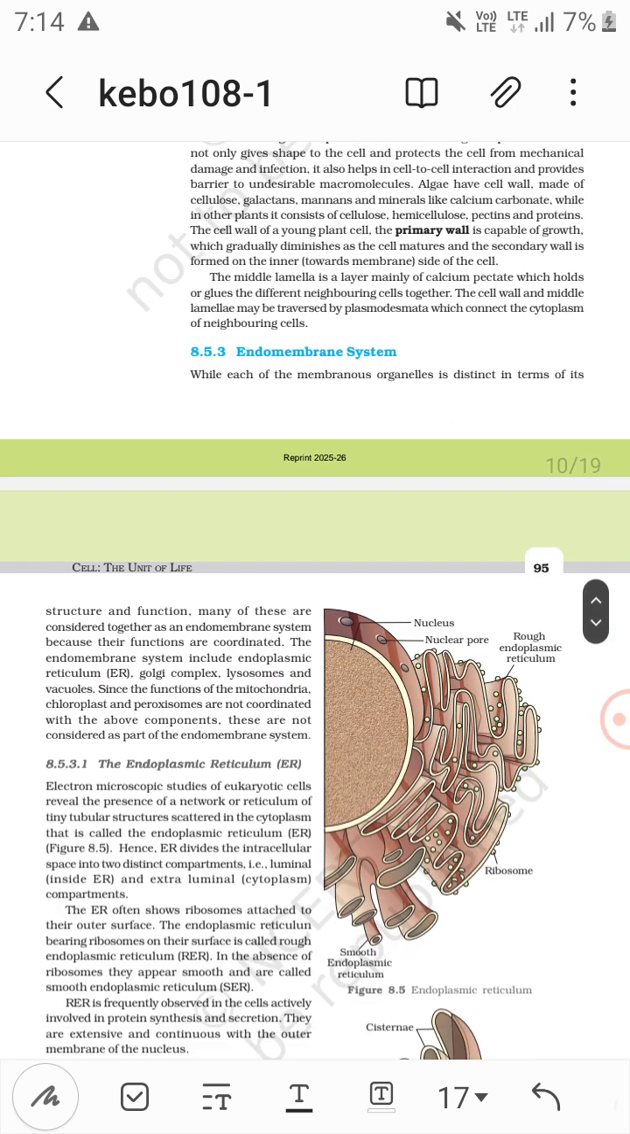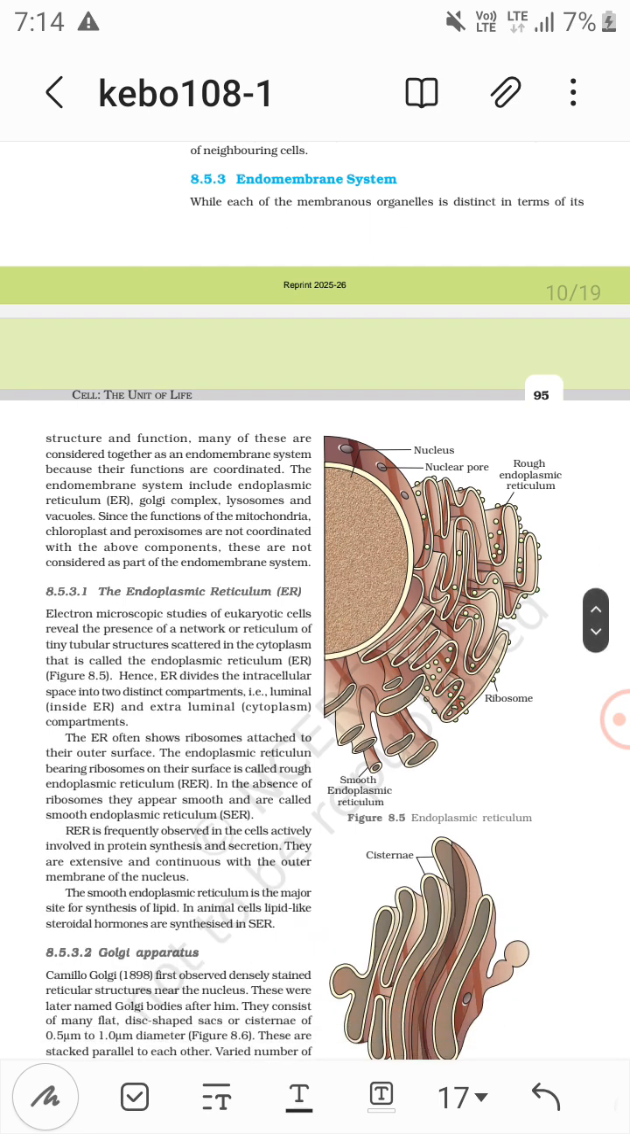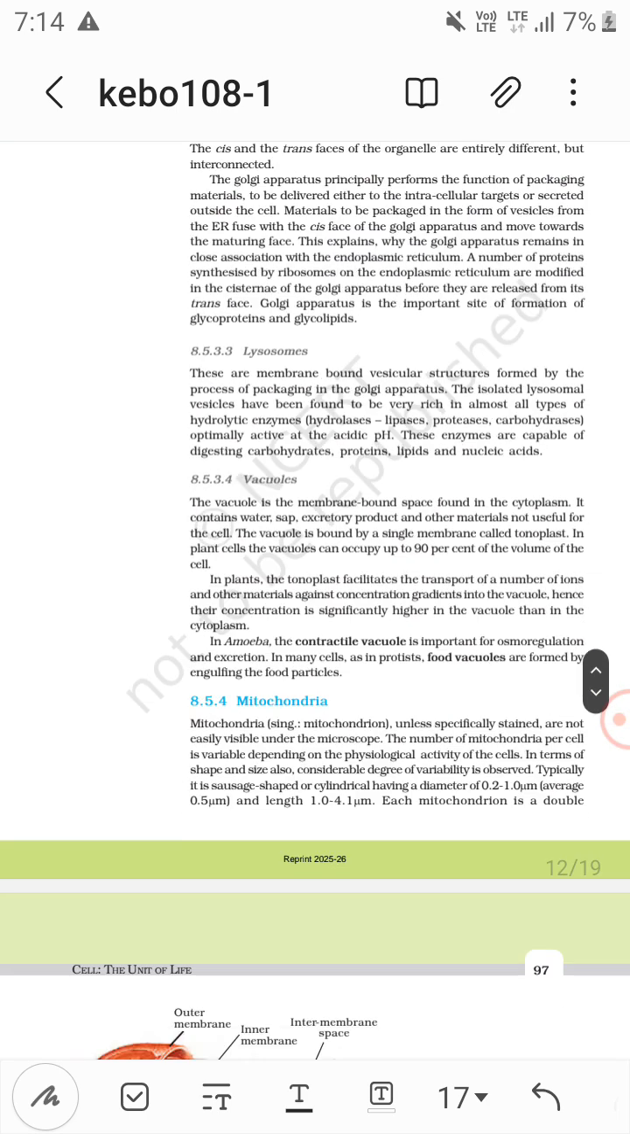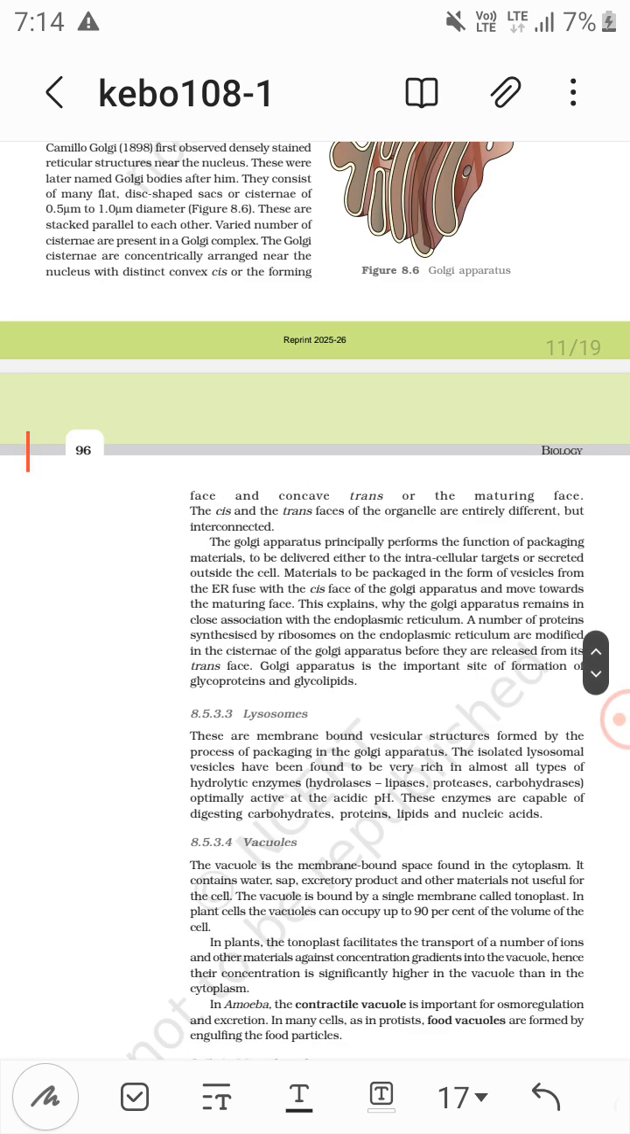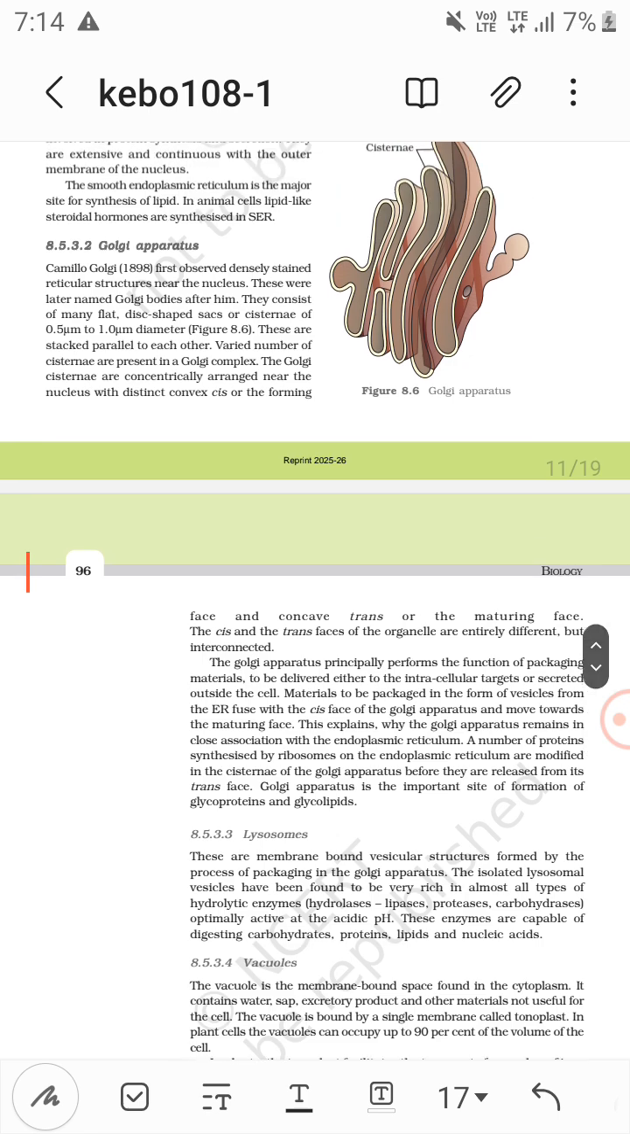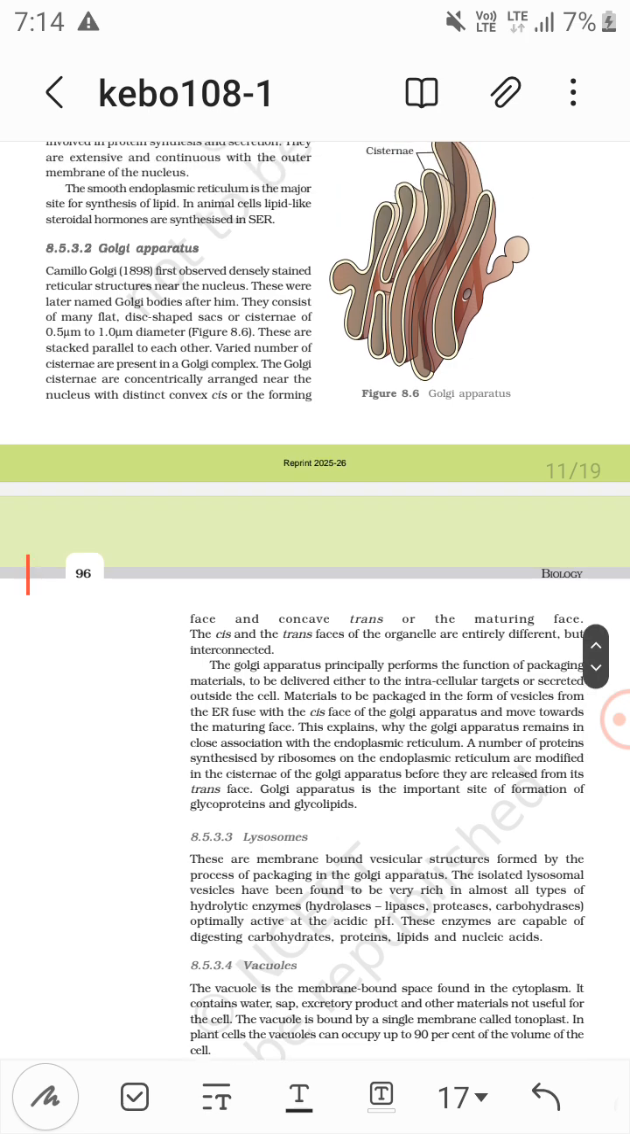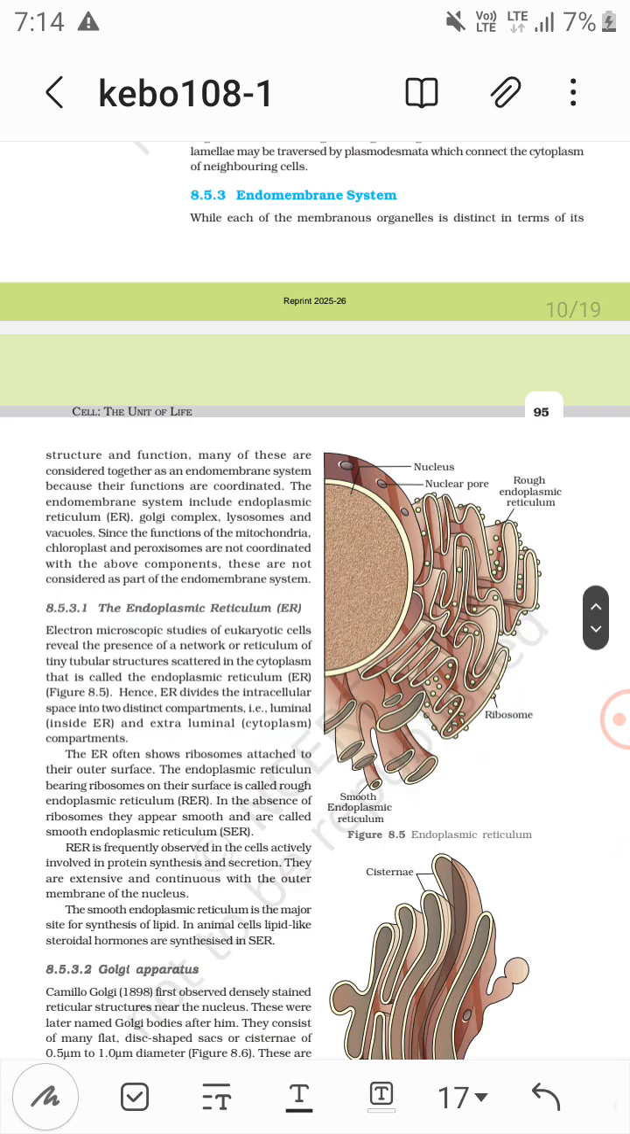The endomembrane system contains endoplasmic reticulum, Golgi apparatus, vacuoles, and lysosomes. That's it. Now lysosomes are suicidal bags. They contain all types of hydrolytic enzymes for digestion of biomolecules and biomacromolecules.